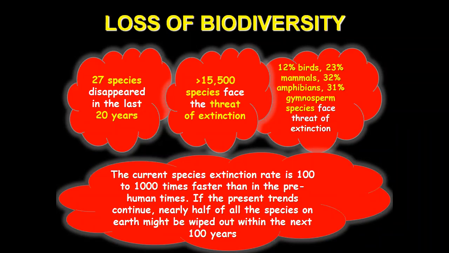The current species extinction rate is, actually extinction rate is always present. Extinction is a common phenomenon. But why are you worrying? Worrying because now the extinction rate, because of the anthropogenic activities, human activities, when human civilization started, the extinction rate increased 100 to 1000 times faster than in the pre-human times. If the present trends continue, nearly half of all the species on earth might be wiped out within the next 100 years.